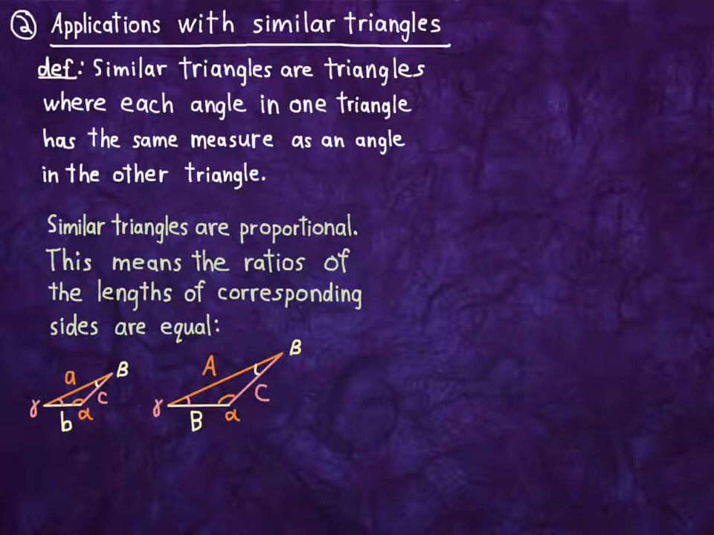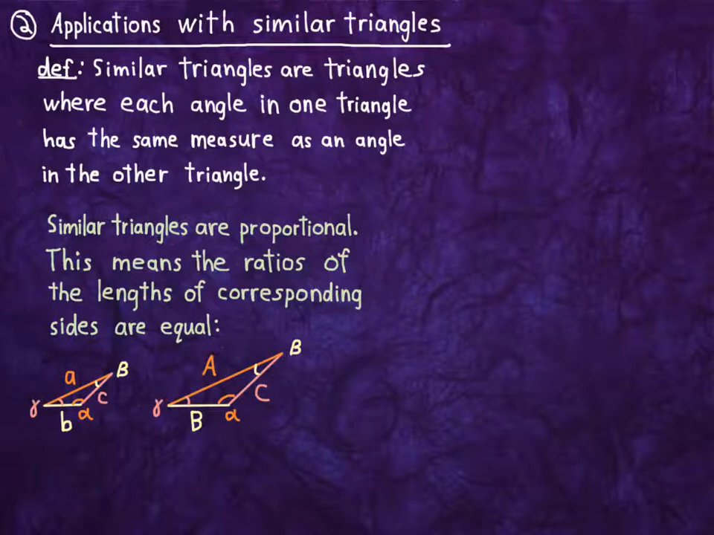I used capital letters on the second one because I made it a little bit larger than the first one. So these are the similar triangles. You can tell they're similar because they both have a gamma angle. That is, gamma is the measure of the angle, right? It's how many degrees it is. And then the two betas are the same angle, and the two alphas are the same angle.